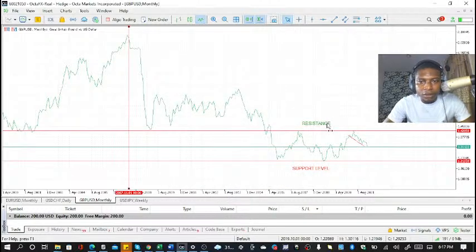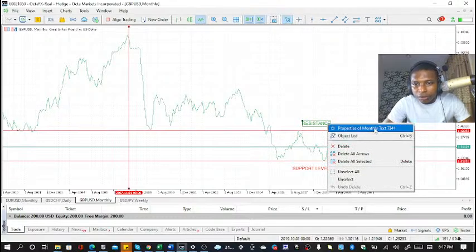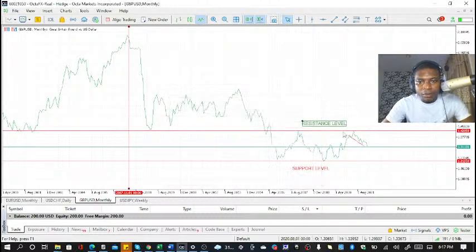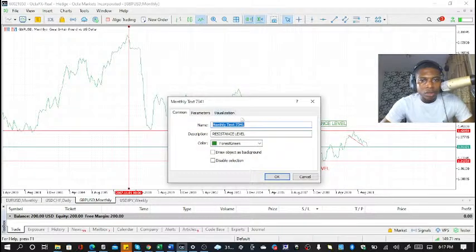Okay, I need to adjust the resistance level. Okay. Do we see that now? Great. So we have this level here as resistance level. Resistance level can also be known as supply zone. I will tell you why we call it supply zone.